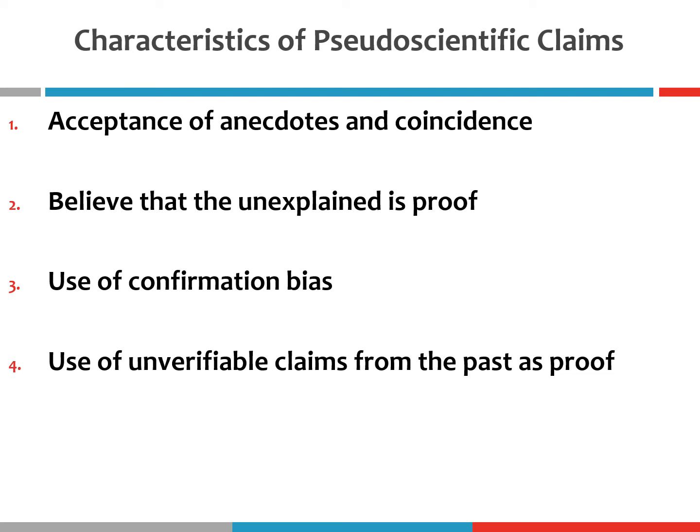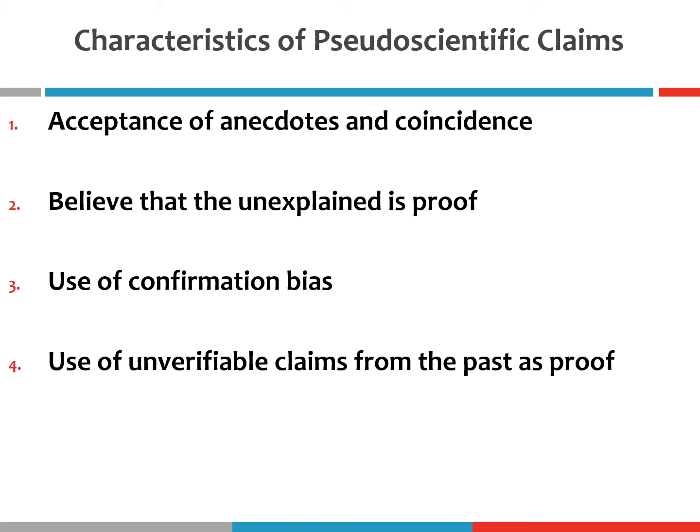Okay, so let's compare the scientific approach with some of the claims or characteristics of pseudoscientific claims, right? So the first sort of characteristic feature of pseudoscientific claims is acceptance of anecdotes and coincidence, right? So say, for example, someone has a dream of a person, okay? So they dream about a person, and then they get a phone call from that same person the next day, right?